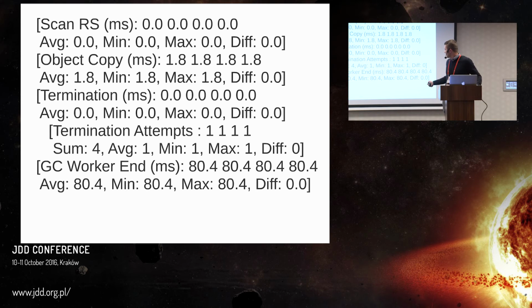Those threads are trying to be good friends, so they try to help their buddies, and they will try for this amount of time. In this case, there was nothing to help with, so they terminated after the first attempt. So we have the GC worker end.